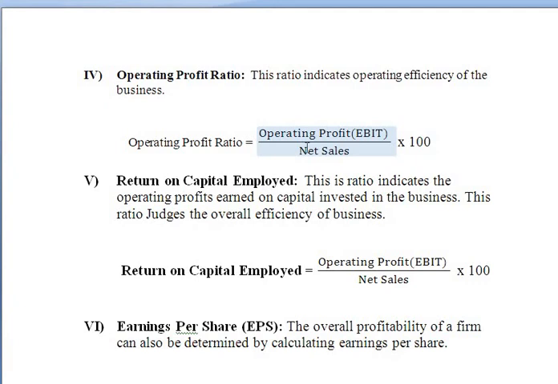Now what is this operating profit ratio? The operating profit ratio indicates the operating efficiency of the business. We will get to know the operating efficiency of the business with the help of the operating profit ratio.